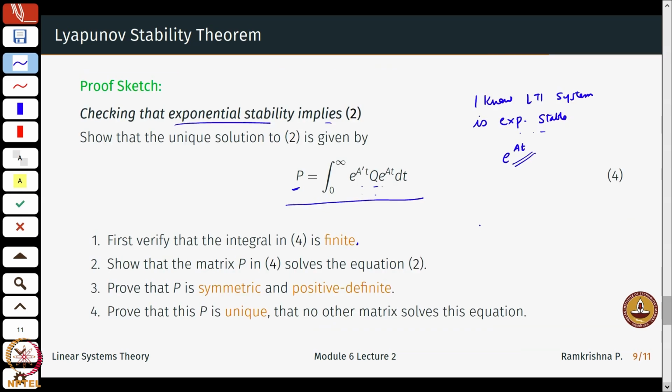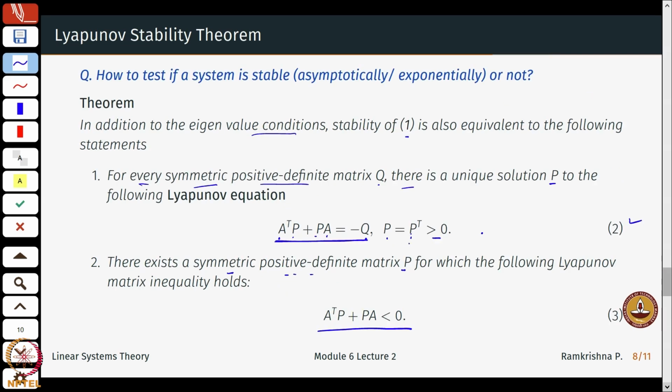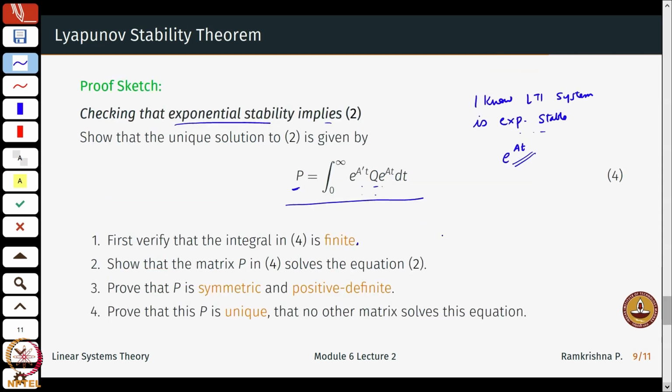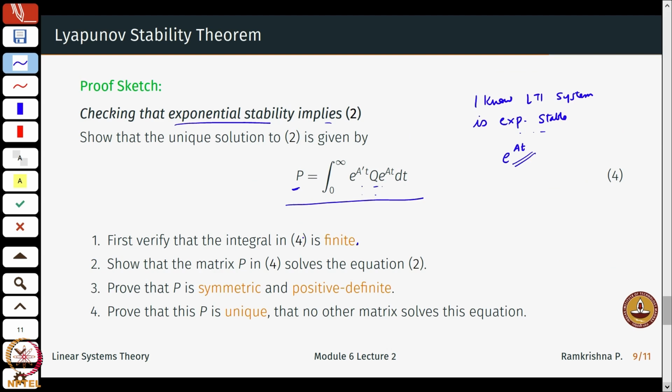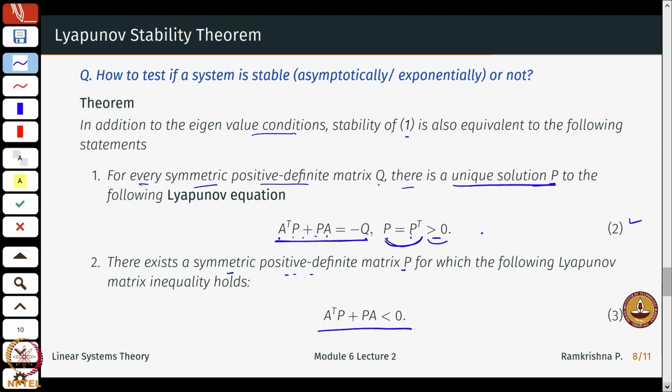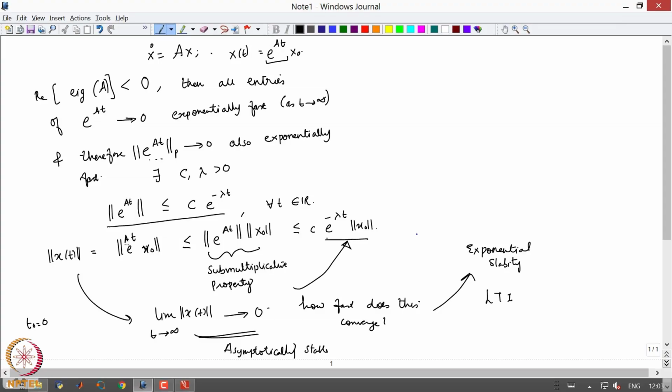Not only that, we also should show these extra properties: that this P, whenever it solves that equation, is symmetric and positive definite. Lastly, we also should be able to show that this P is unique, because I am looking here at a unique solution P to what I call the Lyapunov equation. So, what does stability mean? Given a matrix Q, can I find P which solves this equation such that this P is unique, symmetric and positive definite? Okay, let's do these steps one by one.